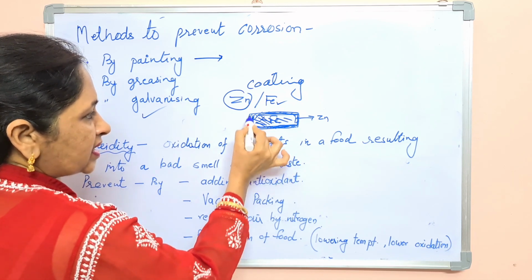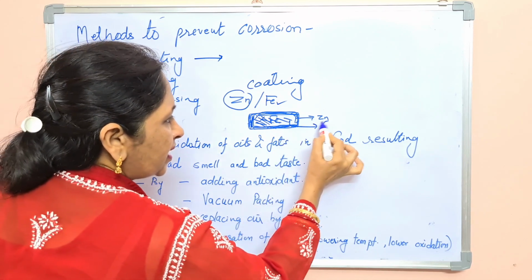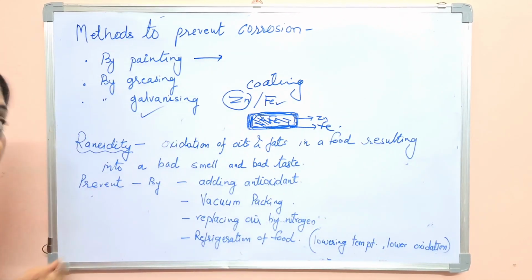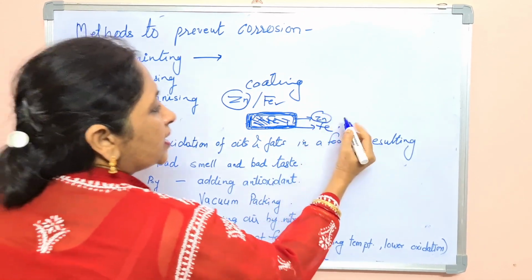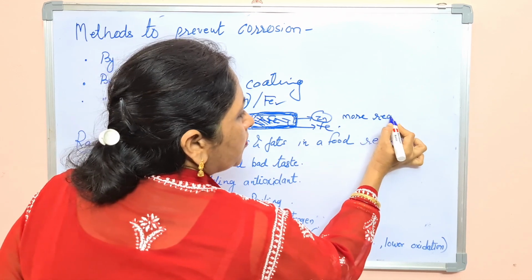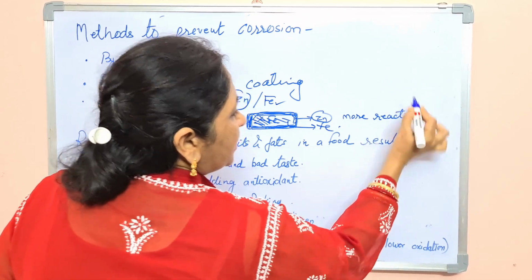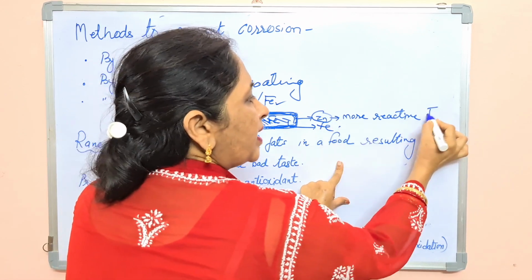Coating of the zinc is applied on the surface of the iron. Here in the center, iron is there. And how does it work? Actually, this zinc is more reactive. Zinc is more reactive than iron.